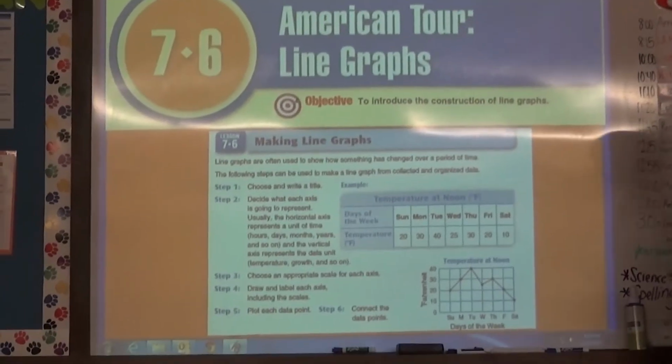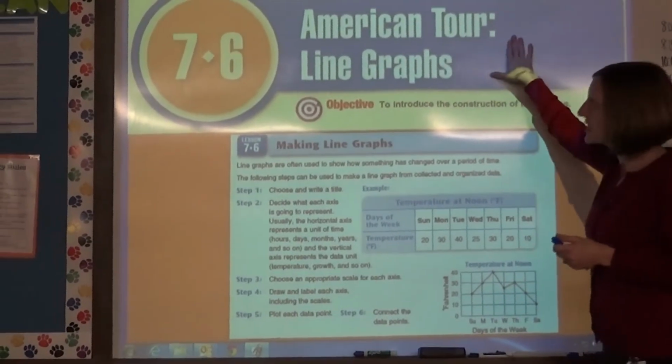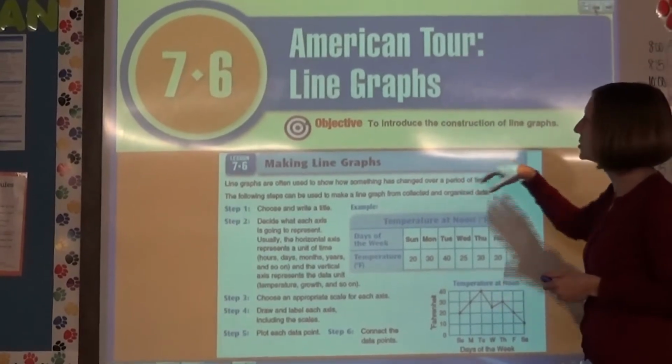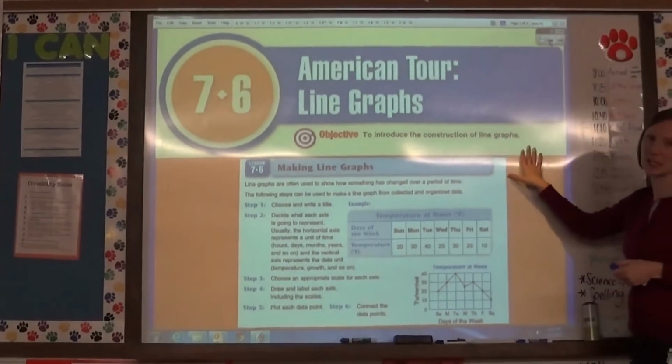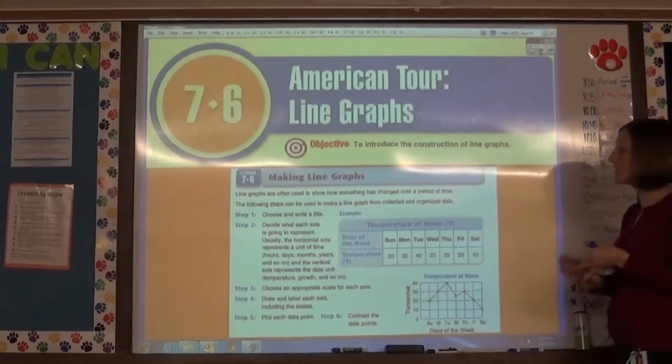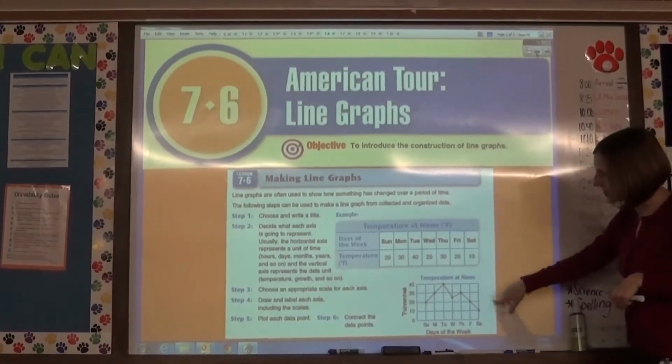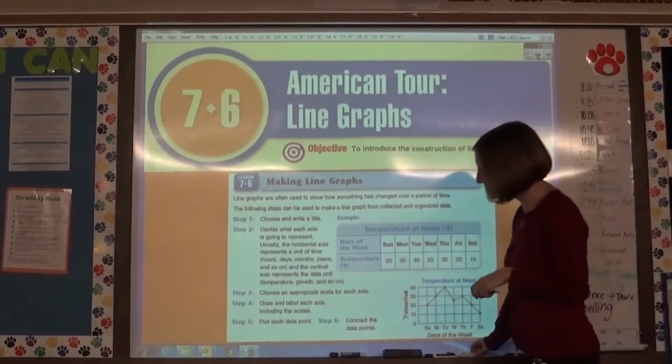All right, lesson 7-6 is one of our American Tour lessons, but we're going to be working on line graphs. So we're going to construct line graphs. We've done some things with bar graphs, we've done circle graphs. We're going to take a look at line graphs this time and see what we need to do.